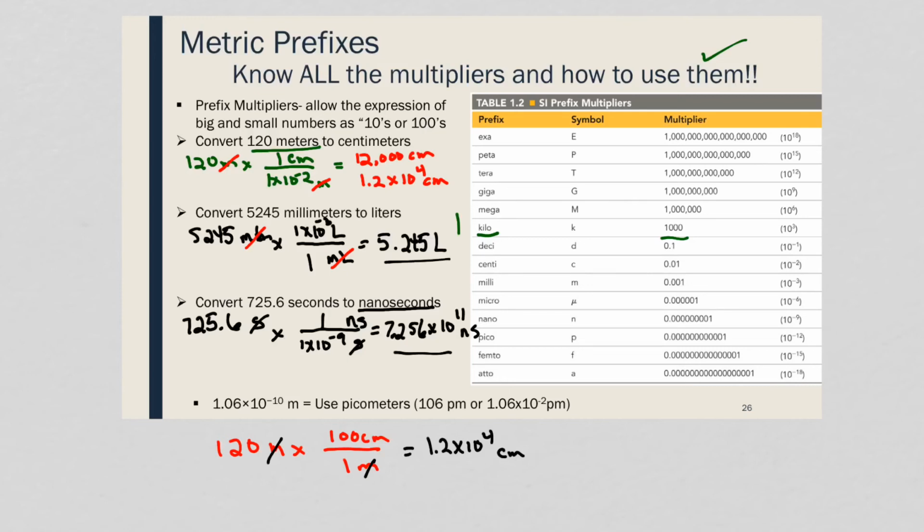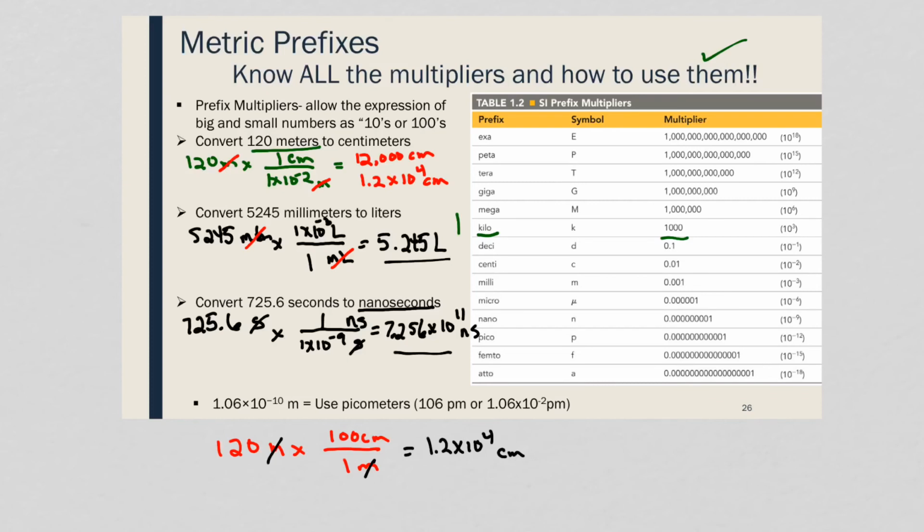So here we had 5,245 milliliters, but to express it with no prefix, since milli is a small one, we would expect to have a smaller number of liters, and that's what we have. So we have only 5 liters. So to express the same quantity, we're going to have bigger quantities of these smaller prefixes at the bottom, smaller quantities of these bigger prefixes at the top.